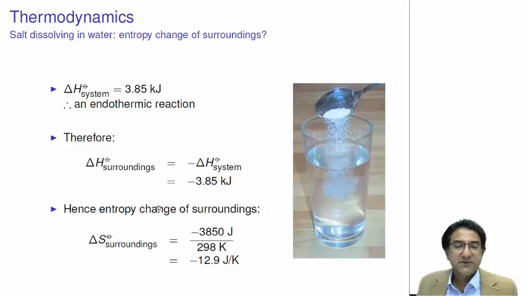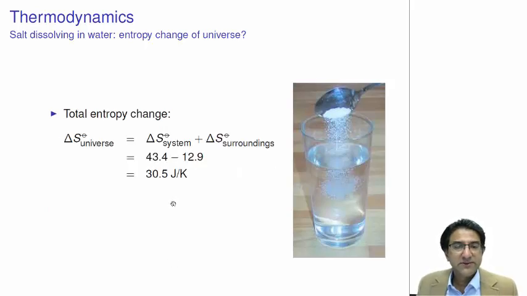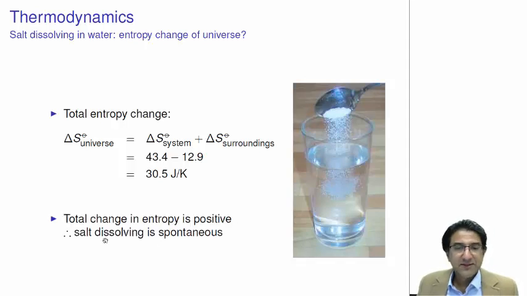Now we have delta S for the surroundings. Let's now add those two quantities together. 43.4 for the entropy change from part 1 minus 12.9 for the surroundings, and we get 30.5. So delta S for the whole system and surroundings, for the universe, is positive. That's lucky. That means it's positive. That means salt dissolving in water is spontaneous. Apparently, salt dissolving is spontaneous. It happens.